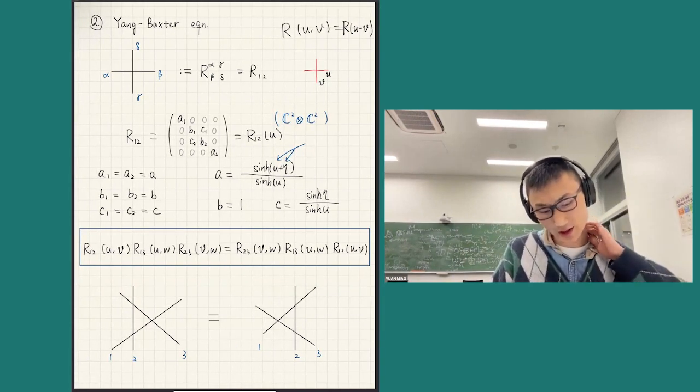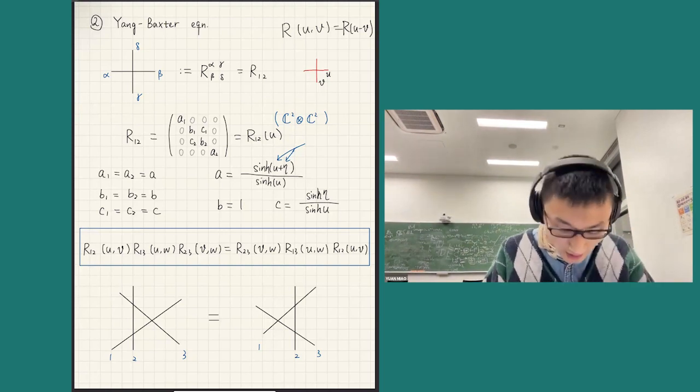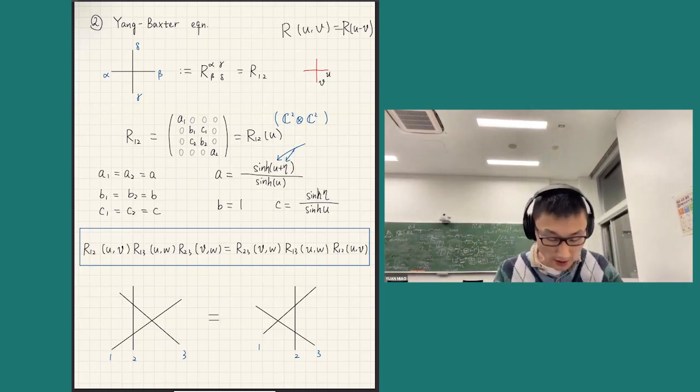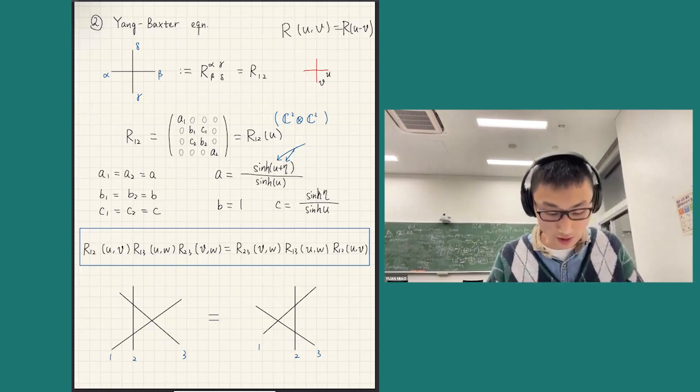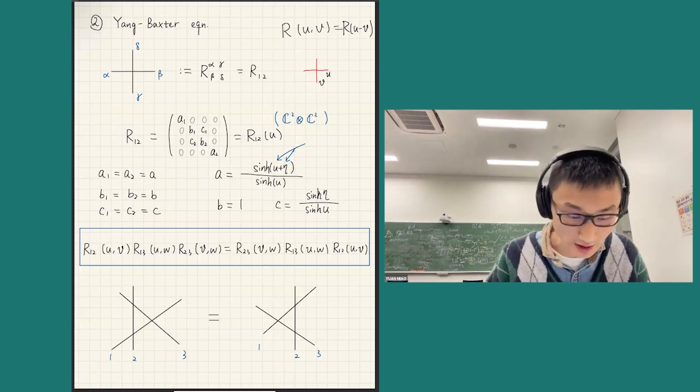And here, as a statistical mechanical model, the existence of the Yang-Baxter equation will guarantee that we can construct commuting row-to-row transfer matrices, as I will show to you.